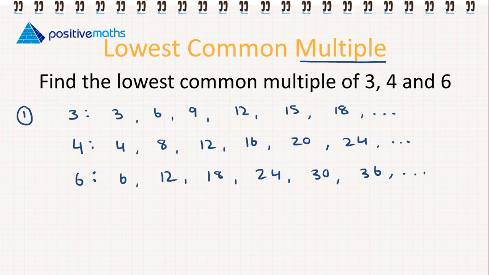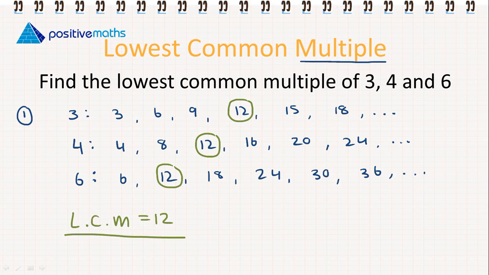Okay, so we have found the multiples for each different number. Now we are going to highlight the numbers that are common to all 3 lines. So if we look, we have 12 again is a common multiple of all 3. There is no common multiple that is lower than 12. So we'll say our lowest common multiple is equal to 12.